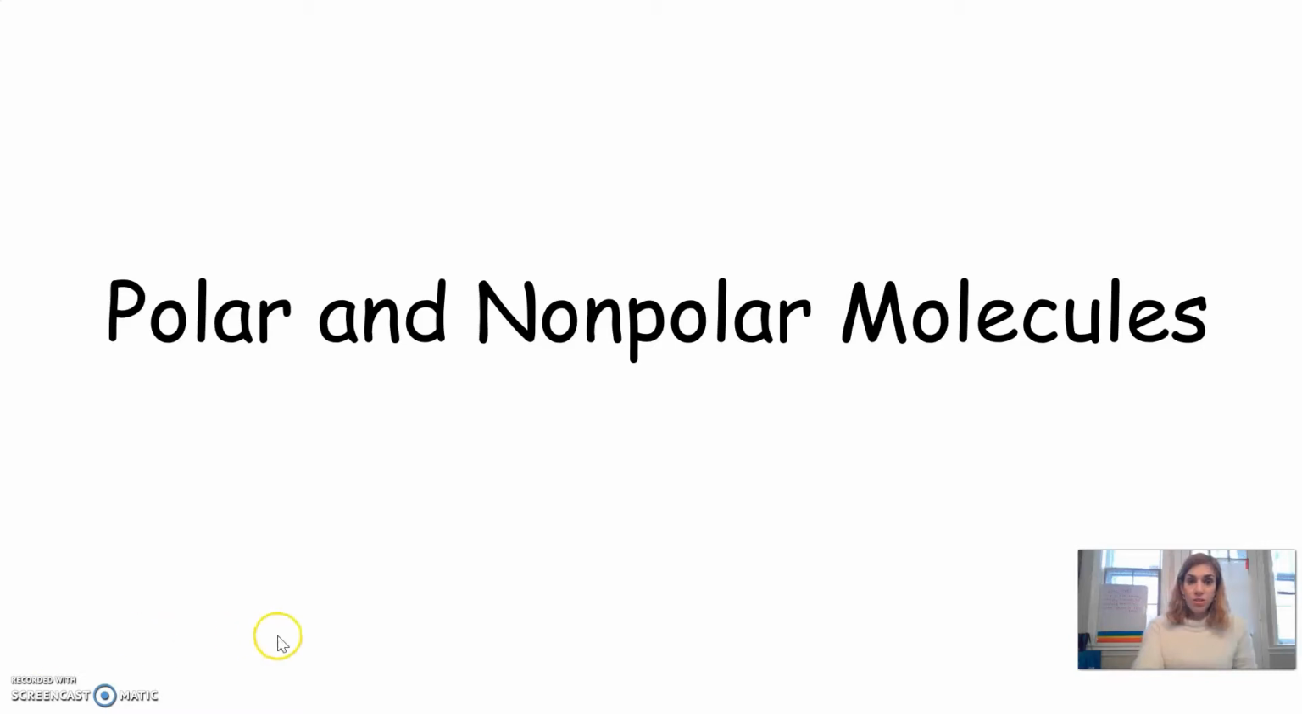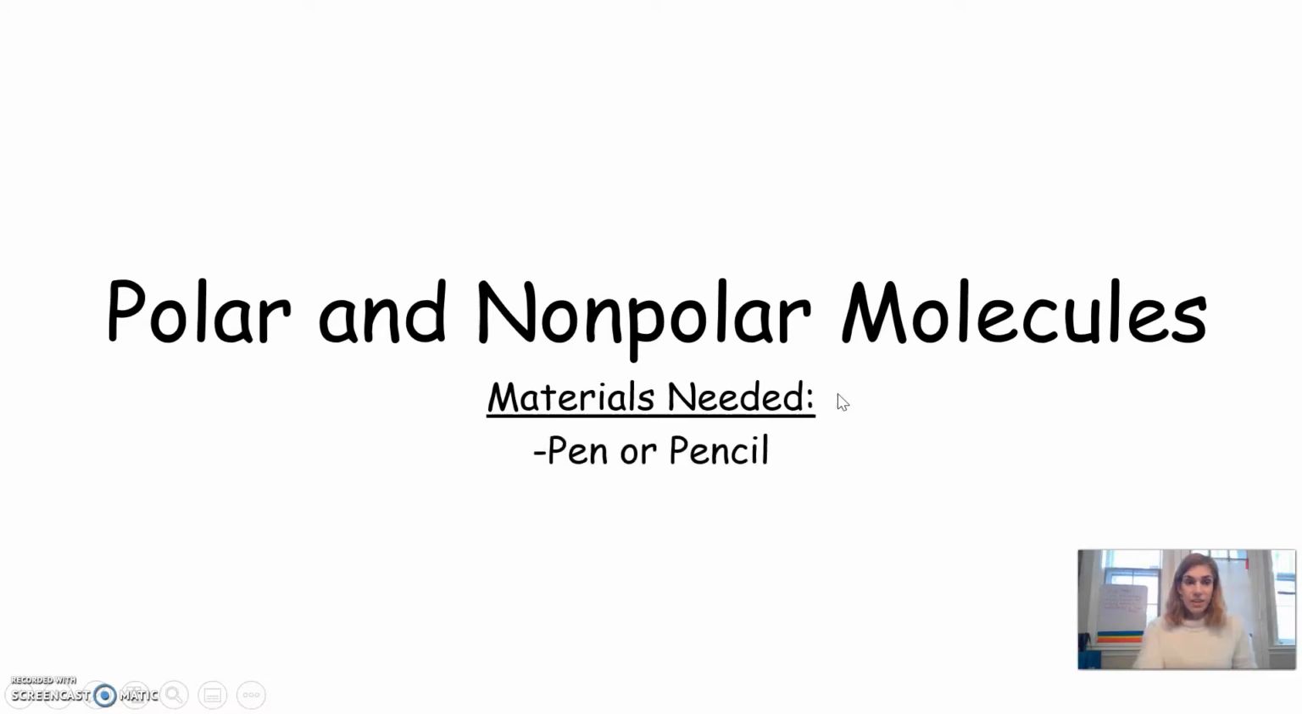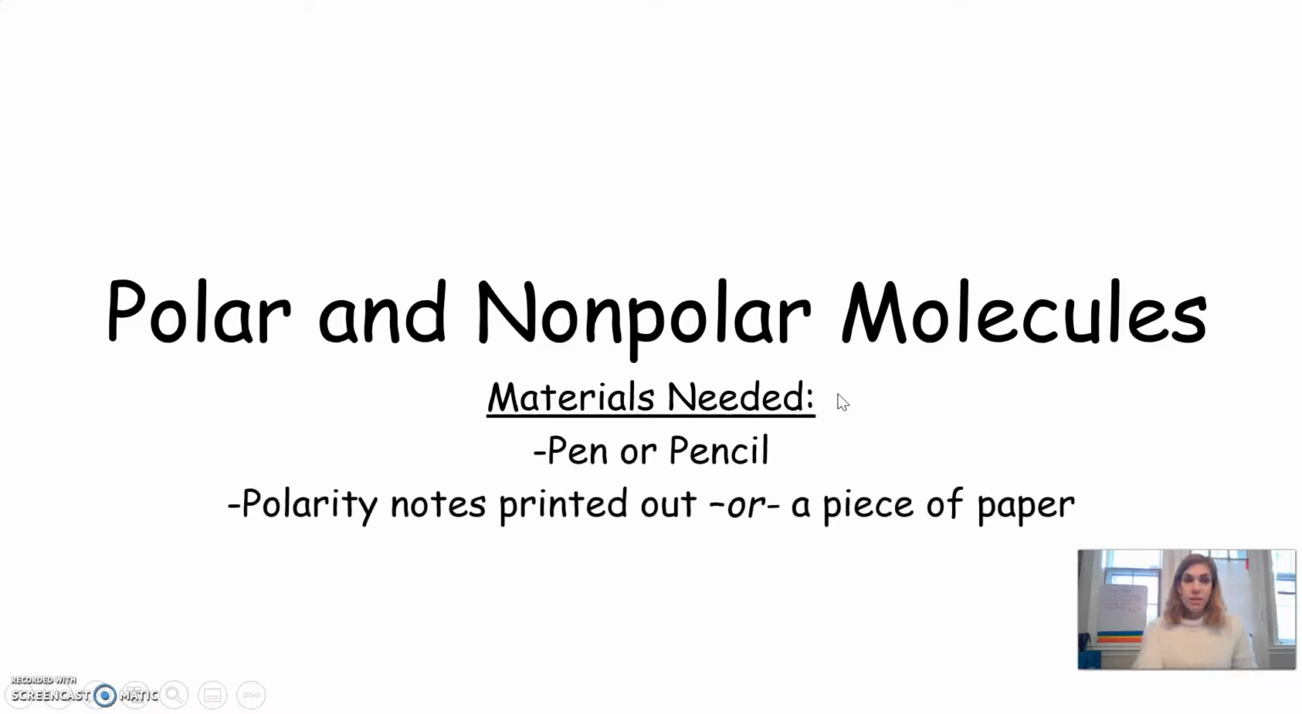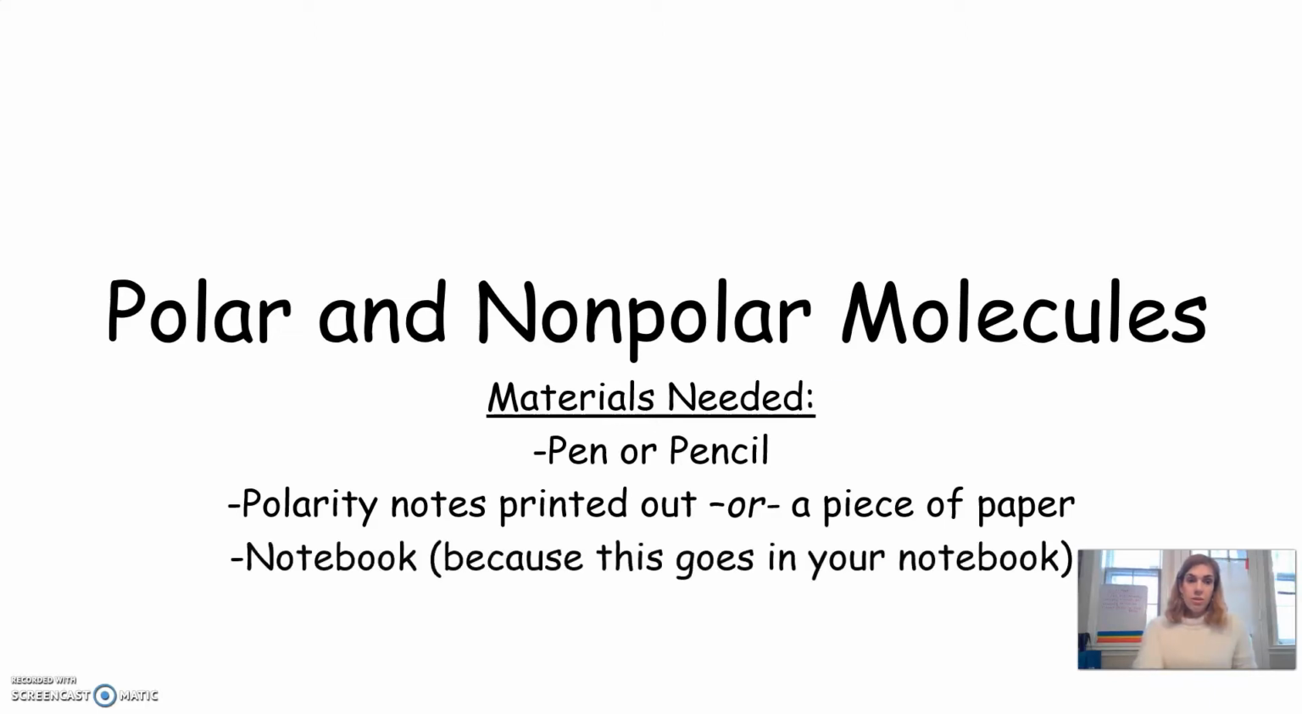So as we go through today's lesson, you're going to need the following materials. You're going to need a pen or a pencil to take notes. You'll need a printed copy of the Polarity notes that have been uploaded on Canvas, or a blank piece of paper if you don't have access to a printer. The key thing is you have a way of taking notes. You'll also need your chemistry notebook to put the notes in at the end of the lesson.